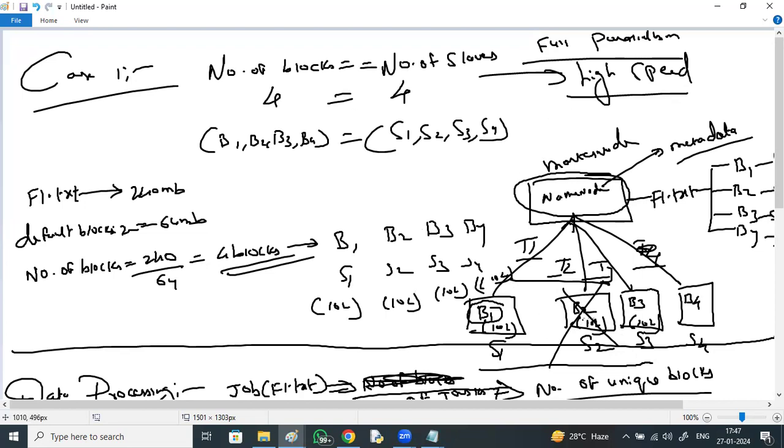This 10 lakh B2 block is lost. B2 block lost means 10 lakh records are lost. If the data is too sensitive, like banking data, it's a big loss. That is one. The second thing is that the T2 task will fail, which means the job also fails. Only if all the tasks execute successfully is the job successful. But here the T2 task has failed, data is lost, and the task has failed.